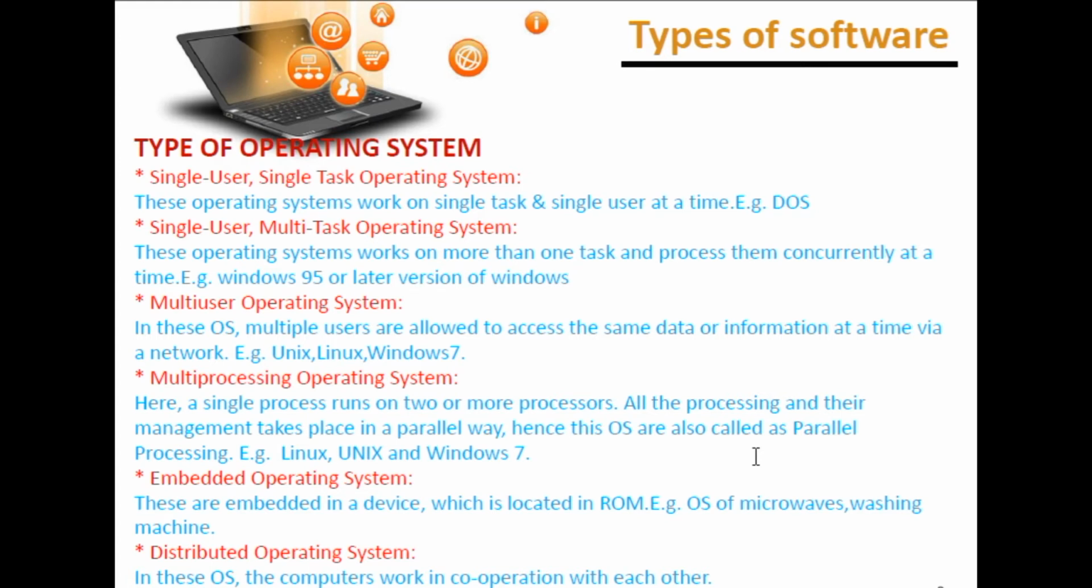Now, multi-user operating system. In this operating system, multiple users are allowed to access the same data or information at the same time, via a network. Examples: Unix, Linux, Windows 7.